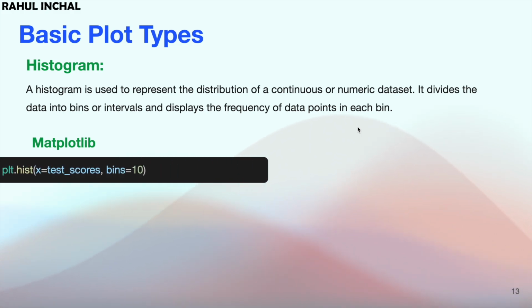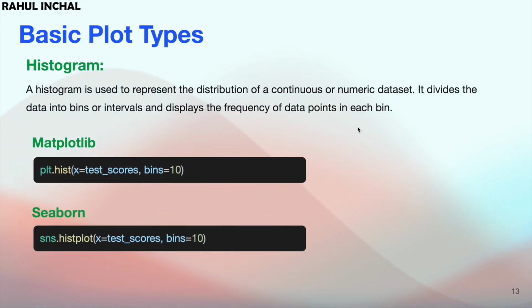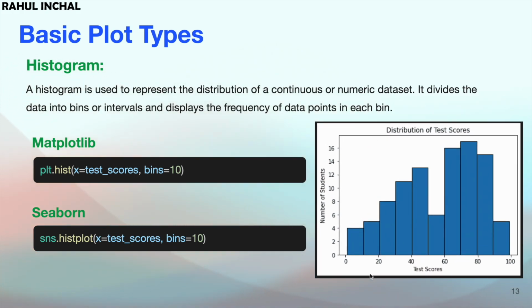Now in matplotlib, you can see plt.hist, and in Seaborn, it uses histplot with x and bins. Now this is what it is. Say for example test score, how many people lie between 0 to 20. So there are like 5, 6, then 20 to 40 this much, 50 to 60 this much, 60 to 70, 70 to 80. Now these are bins, right?